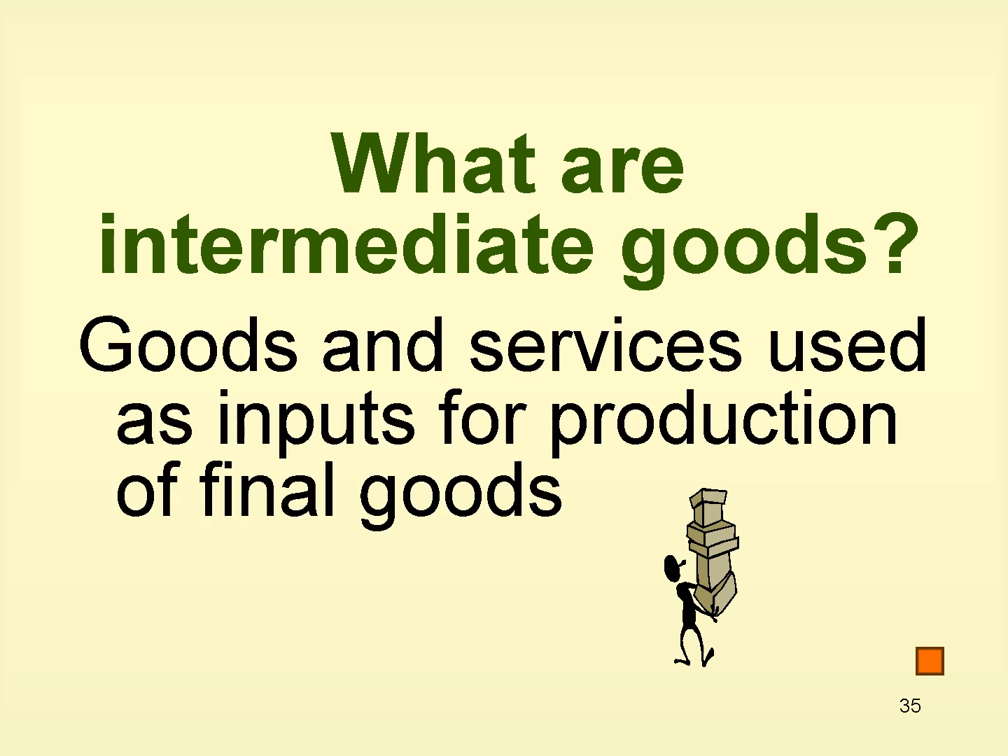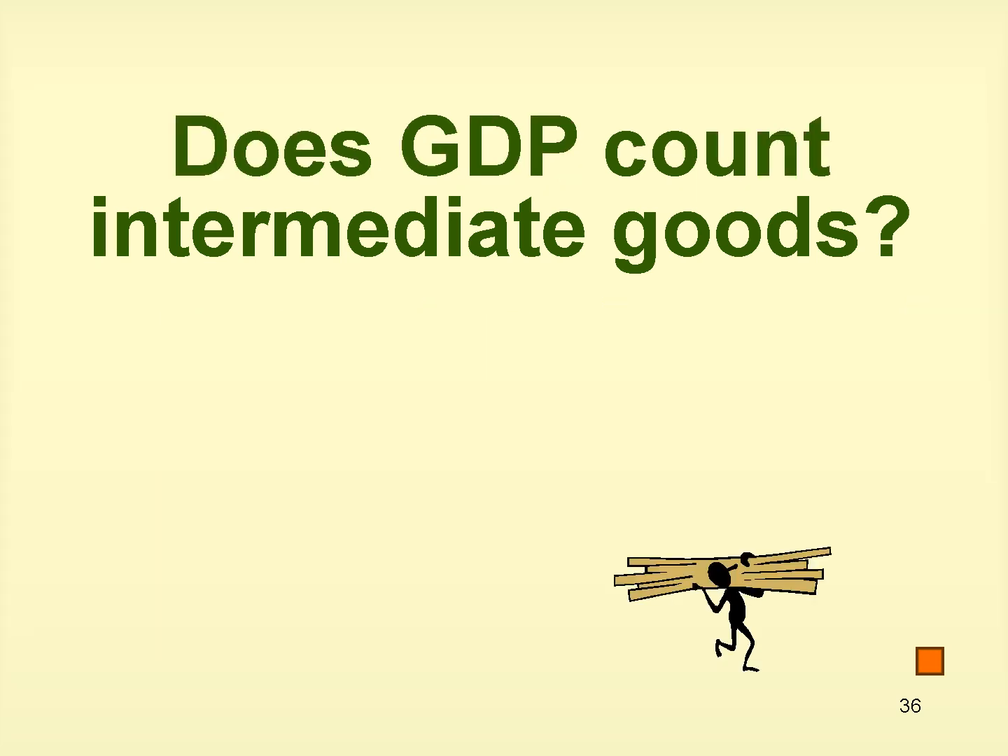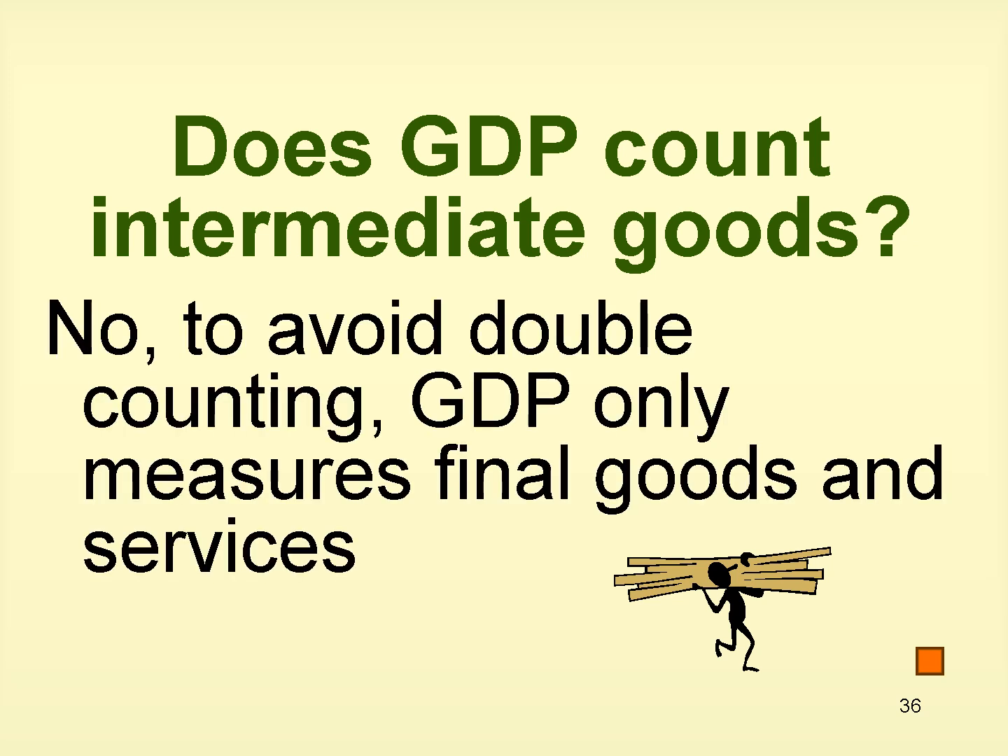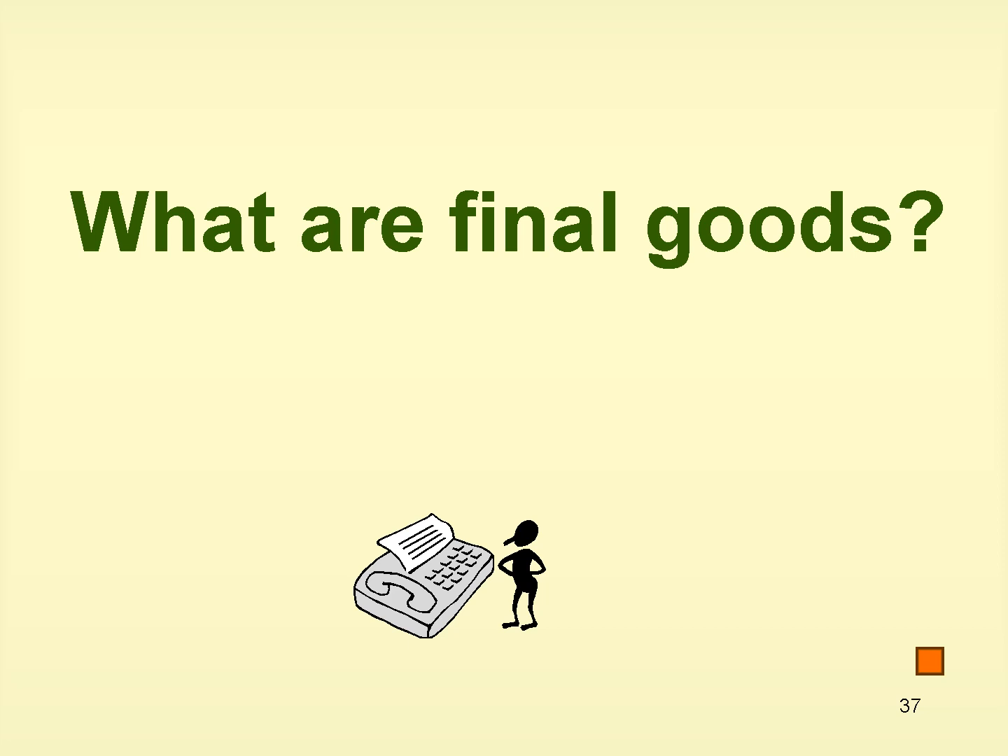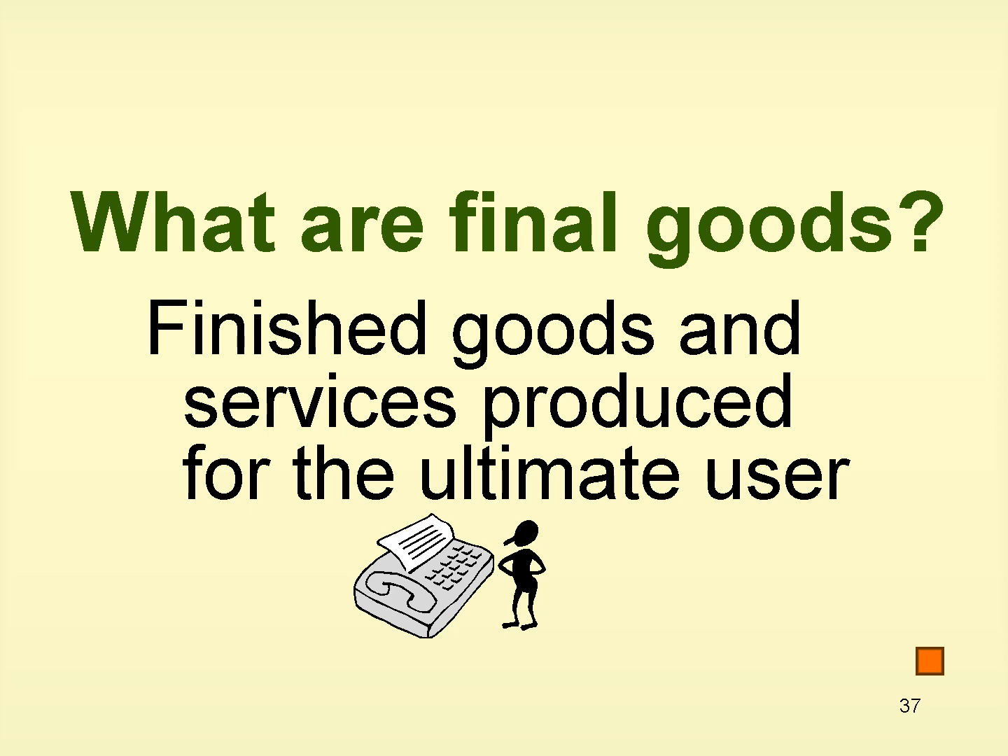What is an intermediate good? Goods and services used as inputs for the production of final goods. To produce a final good or service, you need these items as inputs of production. Does GDP count the intermediate goods? No, because we are trying to avoid the problem of double counting. GDP only measures the final goods and services. So what are final goods? Final means finished goods and services produced for the ultimate user.